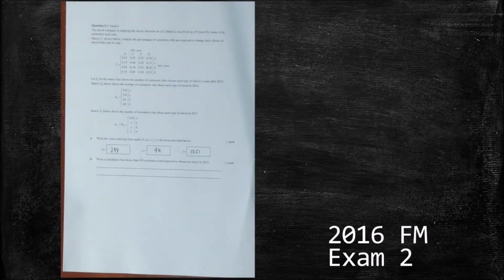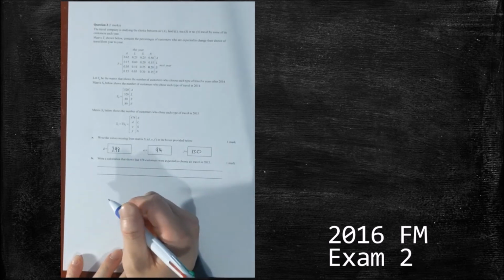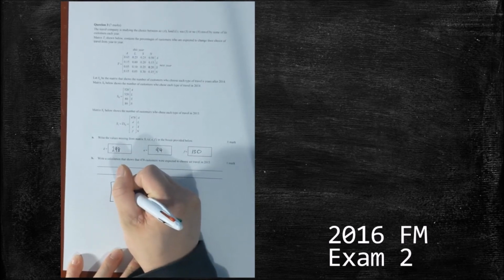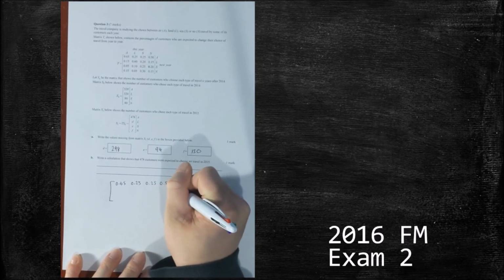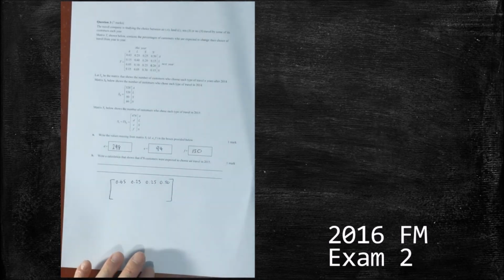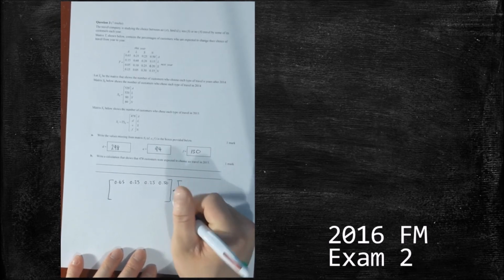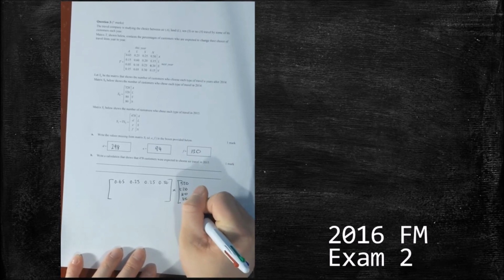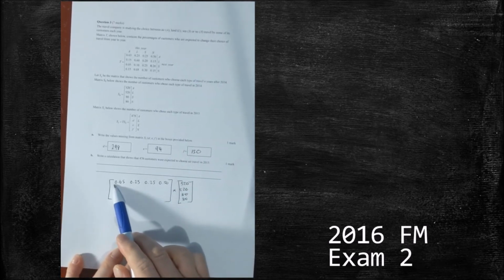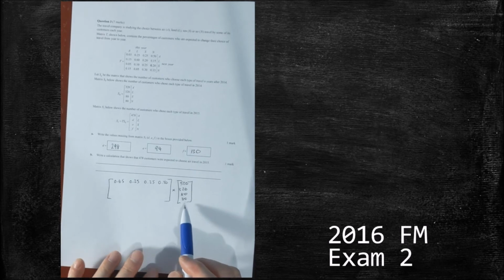Step B, write a calculation that shows that 478 customers were expected to choose air travel in 2015. So this time you need to actually write the calculation. So I'll just draw it out here. 65252550. And I'm only going to do it for the first row because it's for air travel and just to show you how to do matrix multiplication. Okay, so that's the row A, and that's the initial state matrix S0.